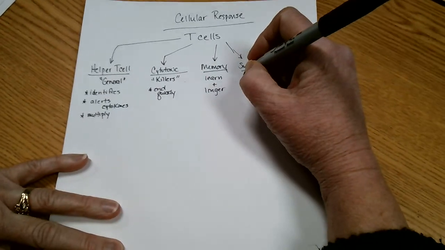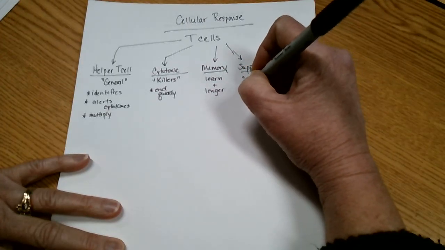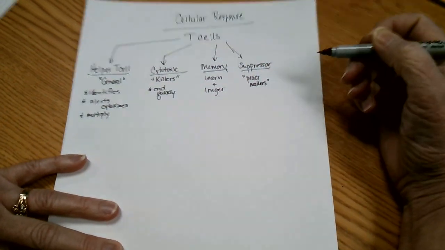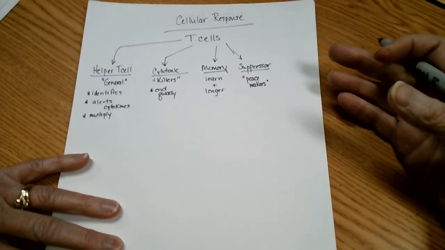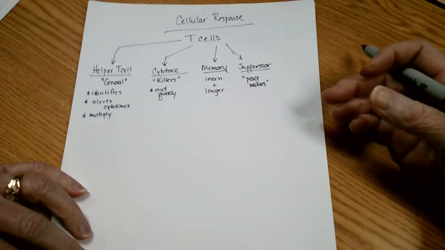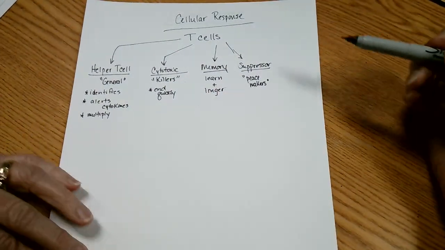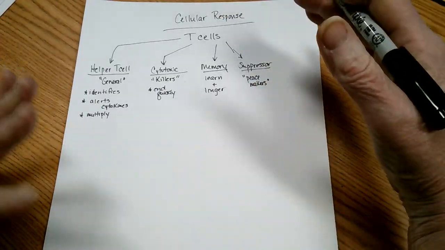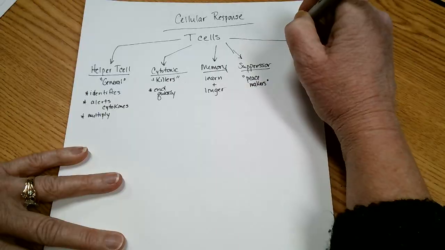So we say that they are the peacemakers. They end the fight. And again, they do this by releasing anti-cytokines. So cytokines kind of rev up everybody, but anti-cytokines will kind of appease everybody and say, okay, threat's over.